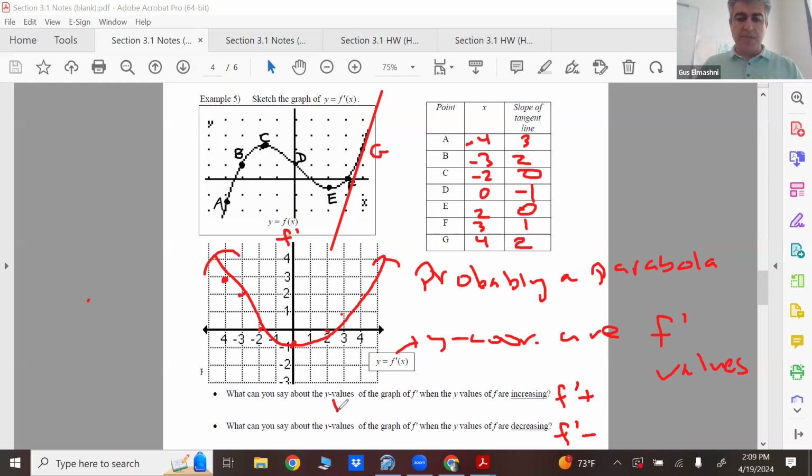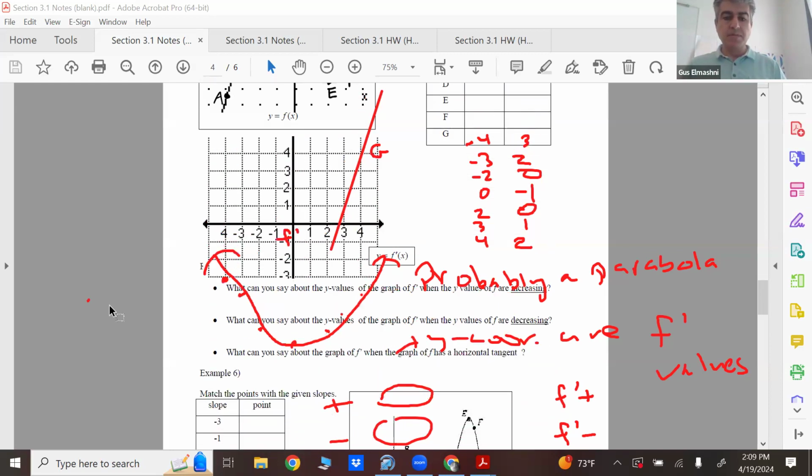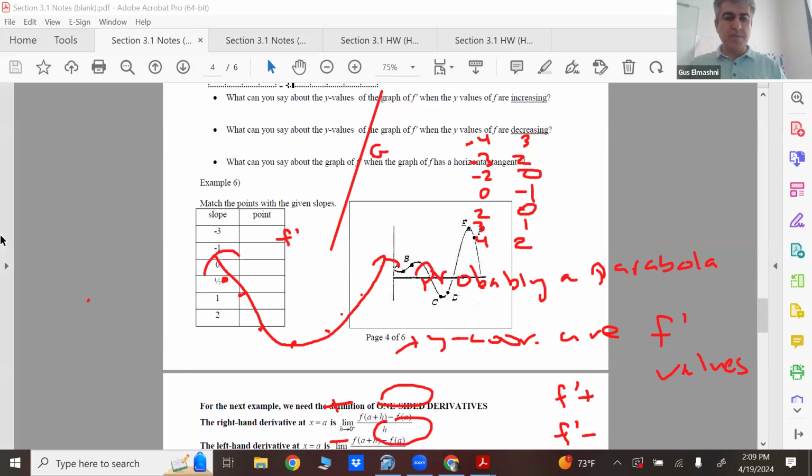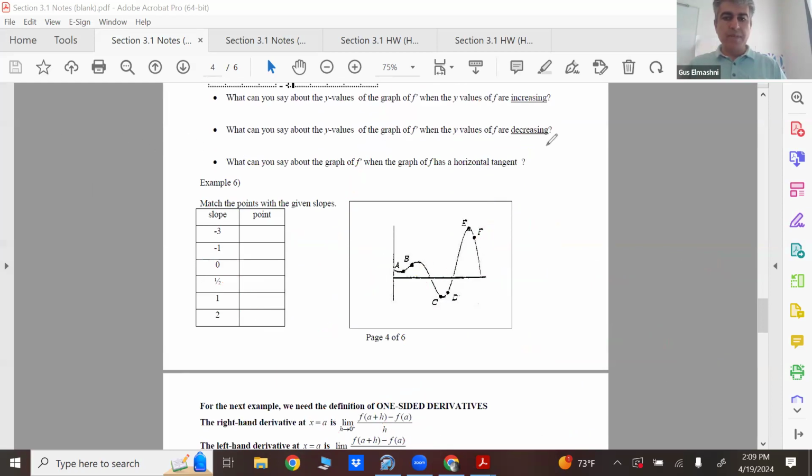Or you could also say the y values are positive here and negative here on the graph of F prime. On the graph of F prime, the y coordinates are positive when F is increasing. The y values are negative when F is decreasing. And then we have a horizontal tangent. There'll be an x-intercept on the F prime graph. So F prime equals 0. That'll be the x-intercept on the F prime graph.